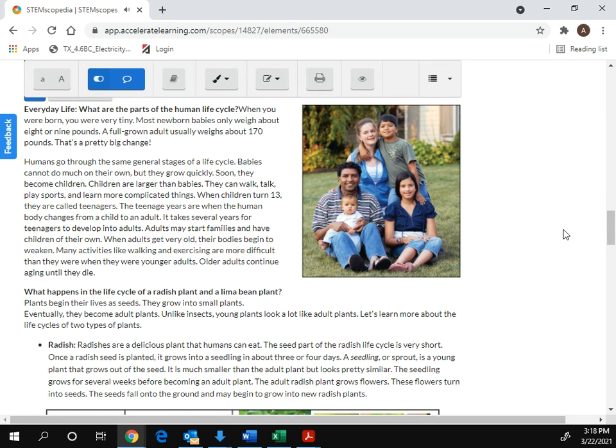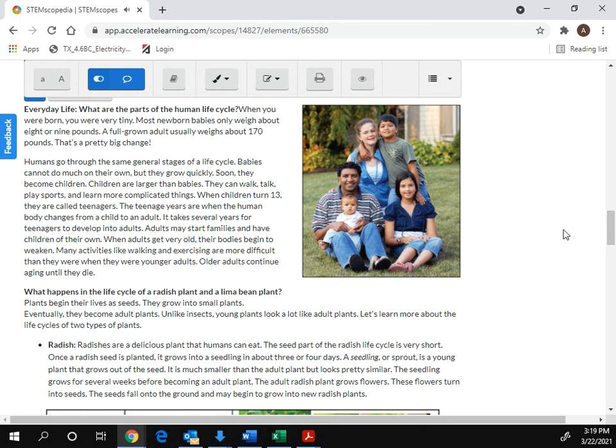Everyday life. What are the parts of the human life cycle? When you were born, you were very tiny. Most newborn babies only weigh about 8 or 9 pounds. A full-grown adult usually weighs about 170 pounds. That's a pretty big change. Humans go through the same general stages of a life cycle. Babies do not do much on their own, but they grow quickly. Soon, they become children. Children are larger than babies. They can walk, talk, play sports, and learn more complicated things.